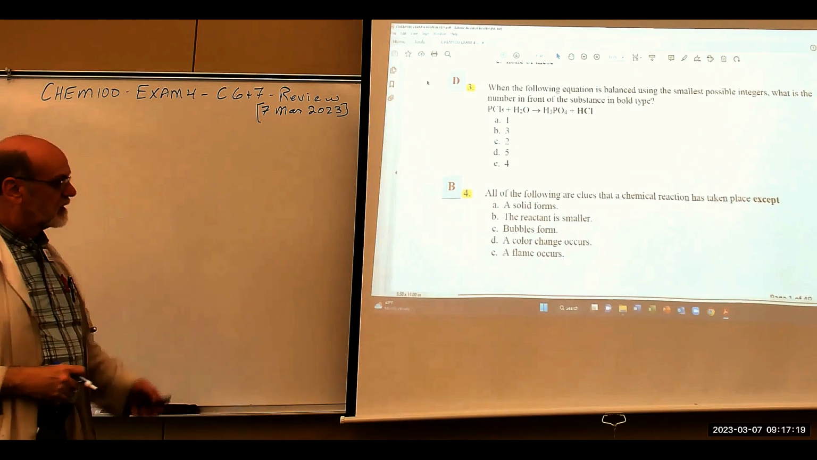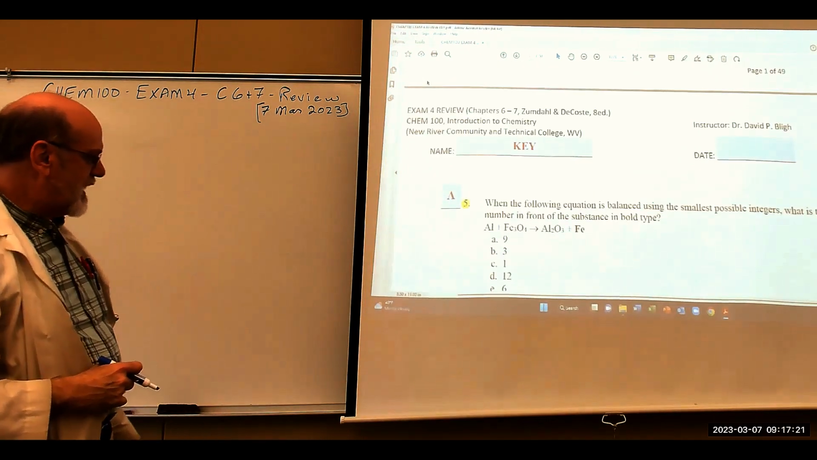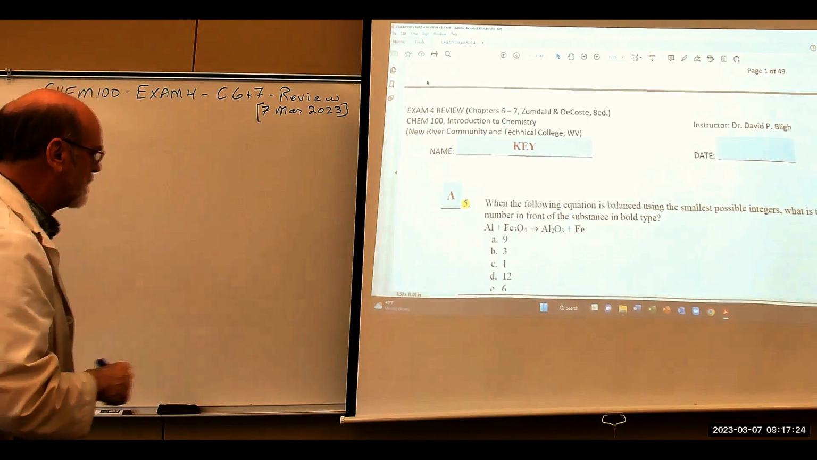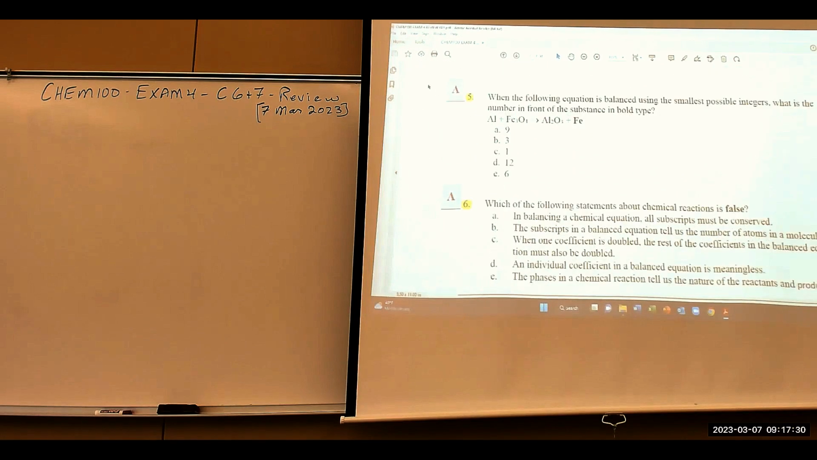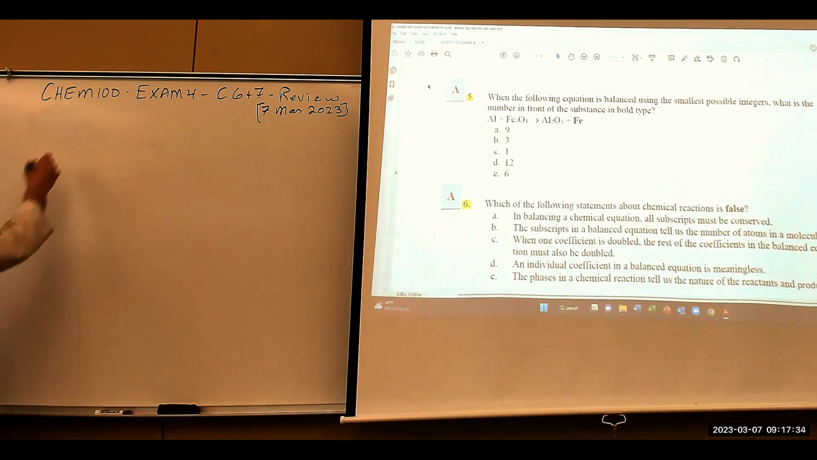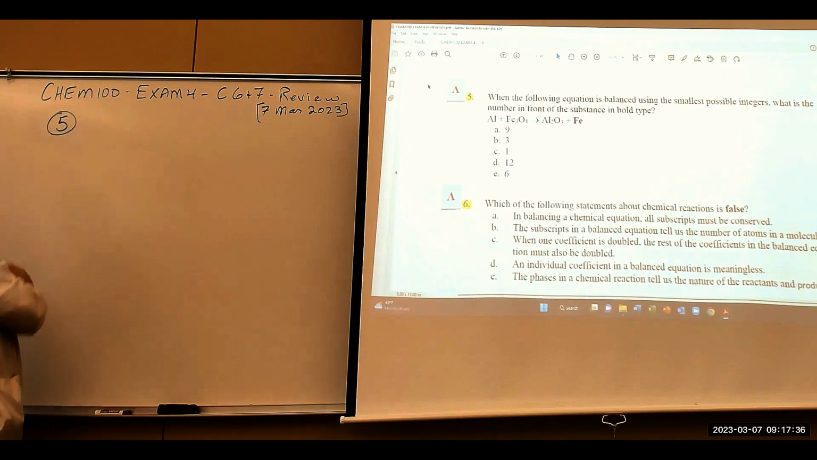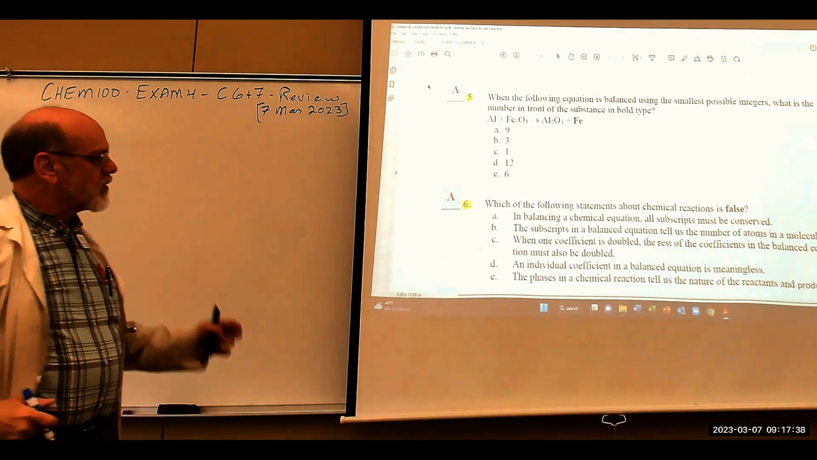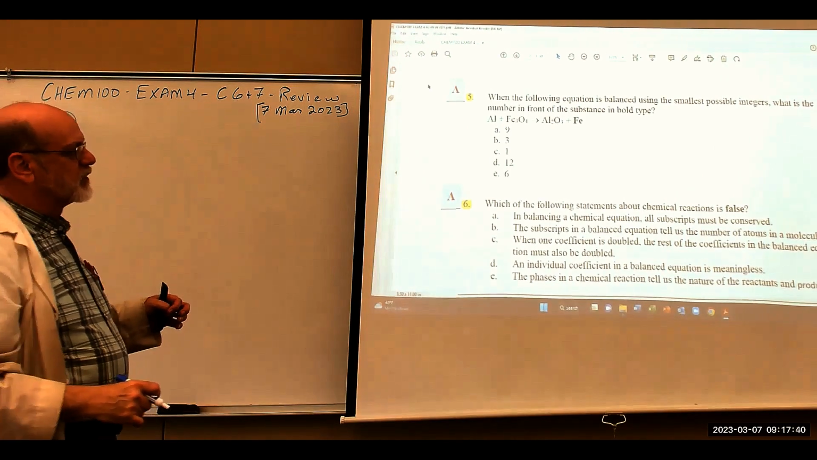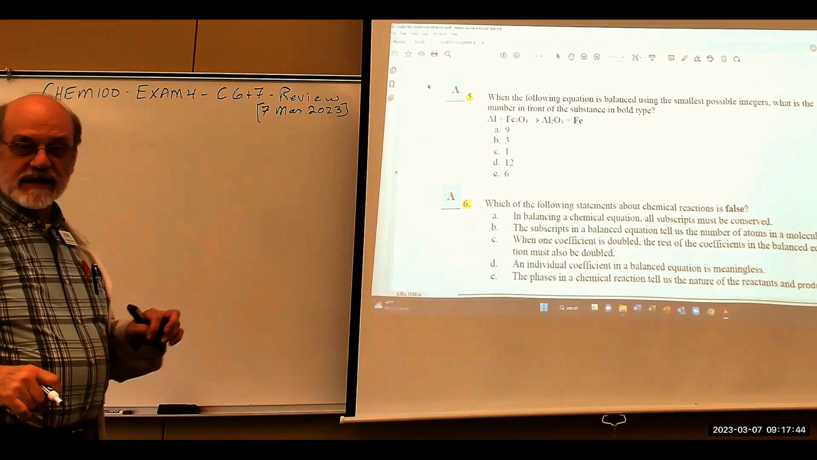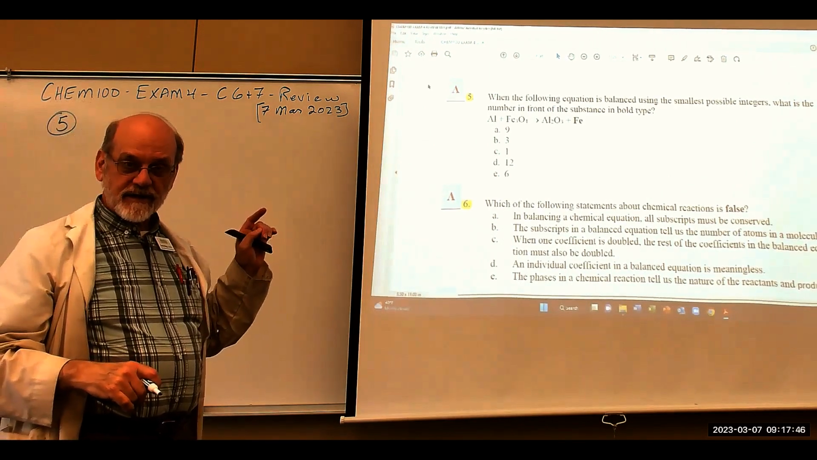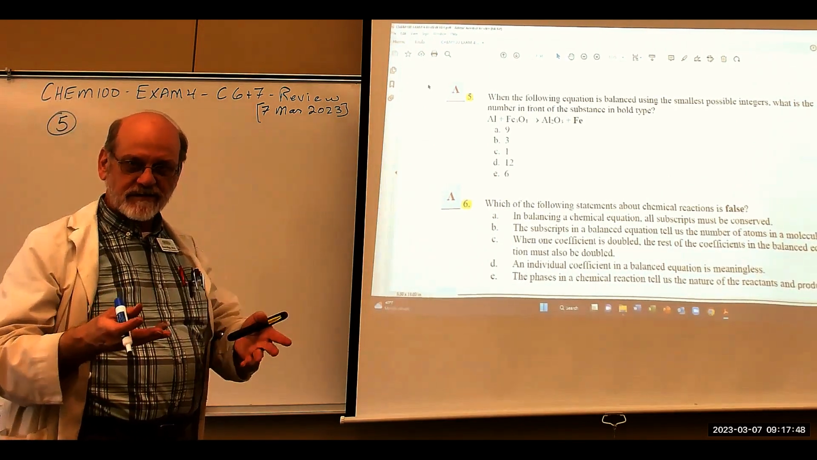All right. How about number 5? We can just barely see number 5 there. Let me scroll it a little bit. Yeah, number 6 is available too. So we'll get 5 and 6 at the same time. Number 5: when the following equation is balanced using the smallest possible integers, what's the number in front of the substance in bold? And the one in bold is Fe, which is iron.